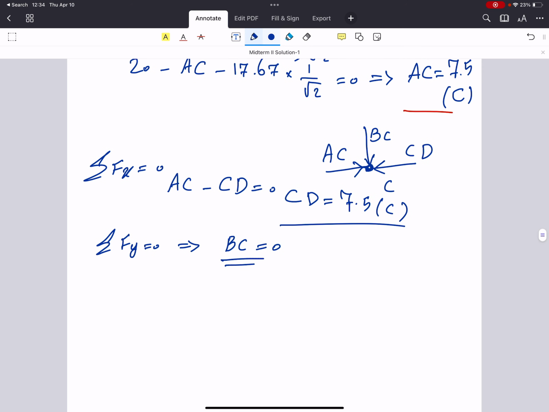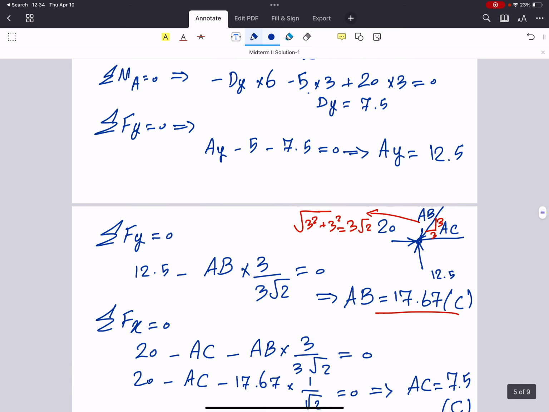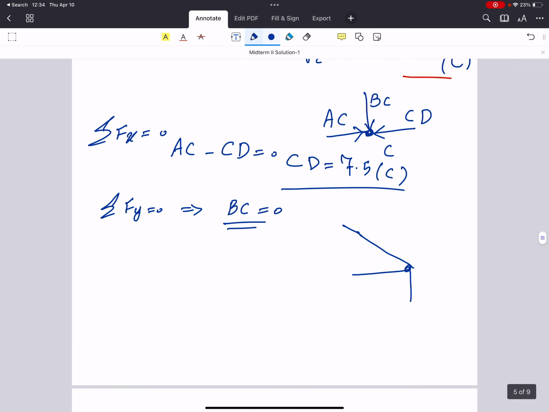this is another force. How many forces do I need then? I need BD. So let me go back. My Dy is 7.5 going down. 7.5. This is 7.5. Then how about this one, which is BD?